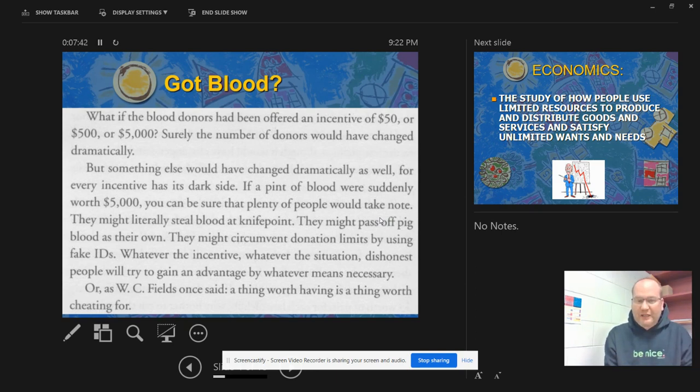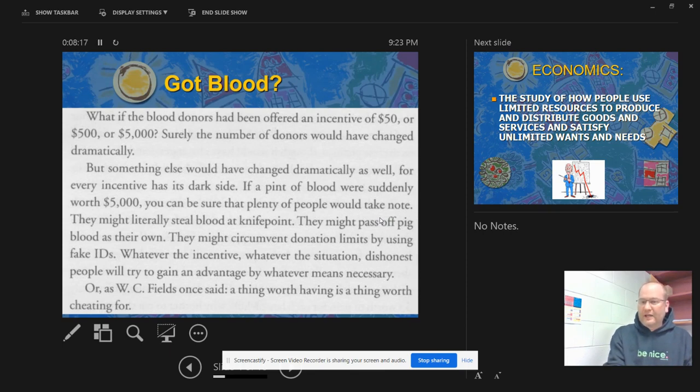So people would probably start to cheat. They might literally steal blood at knife point. Like they might pin you up in the corner in a dark alley and stick a needle in your arm and pump out your pint of blood and turn it in so they get $5,000. They might pass off pig blood. Maybe they go kill an animal and pump that blood out, there's a pint of blood, and turn that in. We don't want that. Or they might circumvent donation limits, meaning like I just said, usually you can only give a pint of blood every couple of days. People might try to use fake IDs so they can do it more often to make $5,000 more.